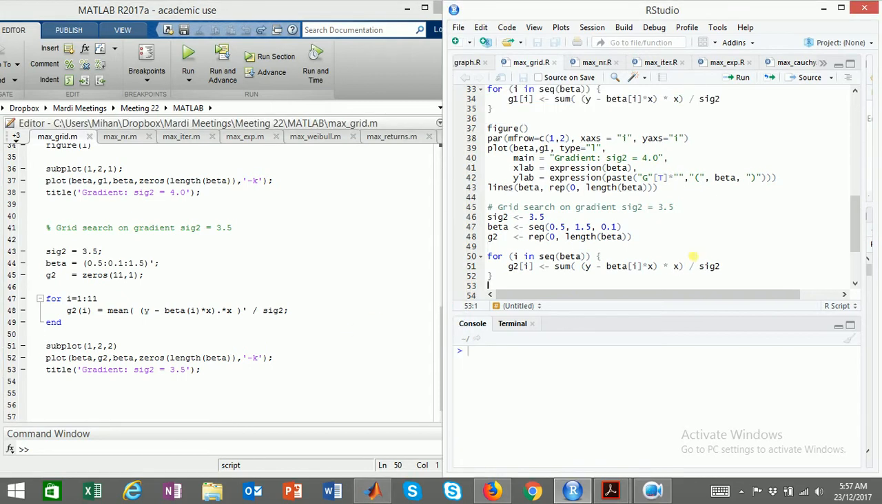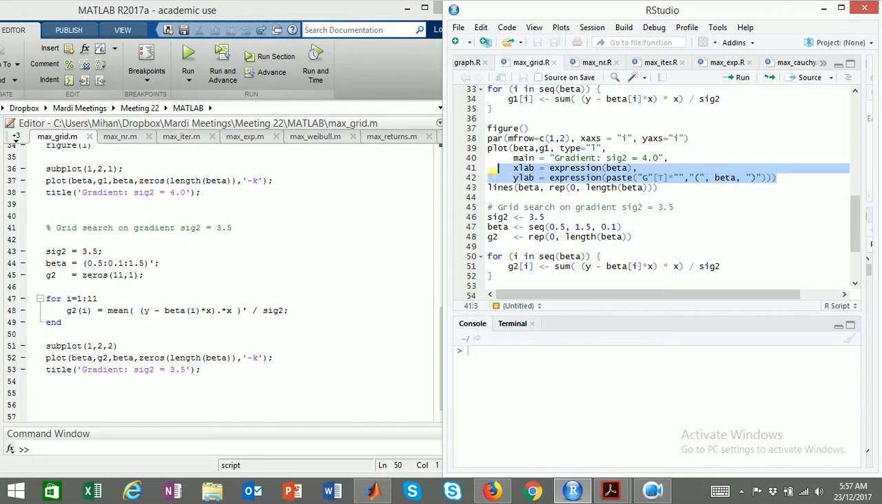Keep looking at the graph, how to plot the graph. Subplot 1-to-1 means there will be two submatrices of plots, that's all. Plotting beta against g1 and beta against zeros of the length of beta. So here the primary one is beta plotted against G1.